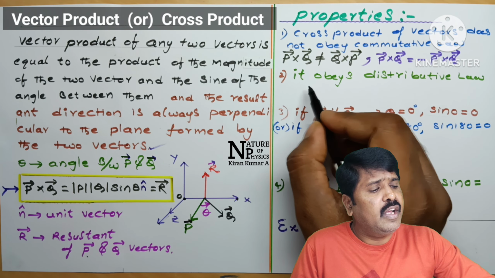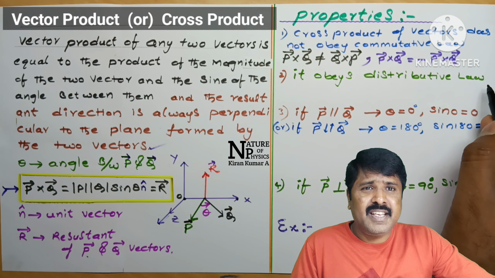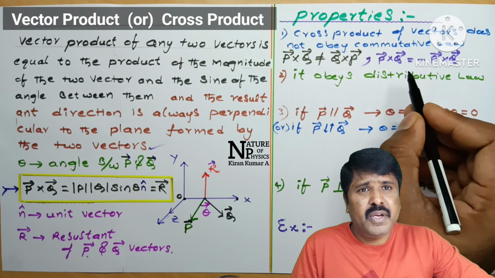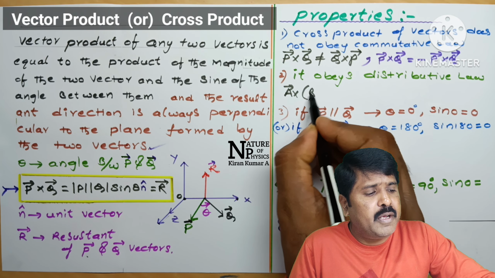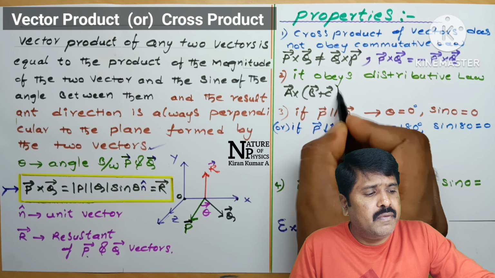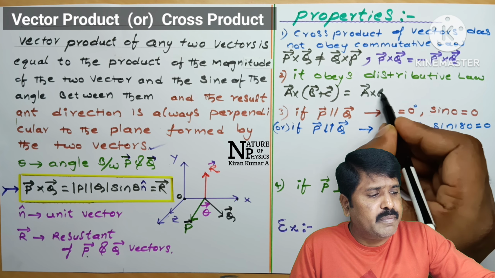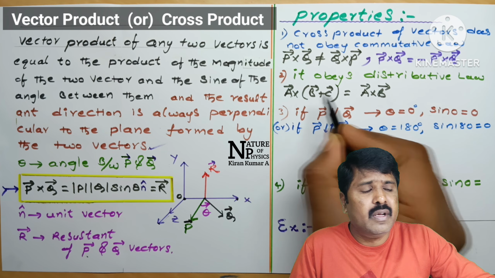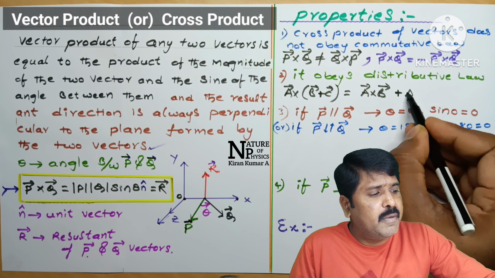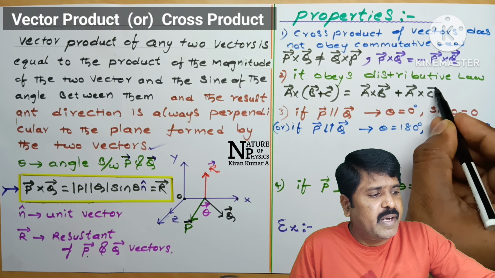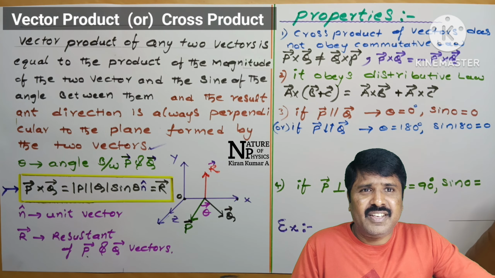And the second property: it obeys the distributive law. For this I am considering vectors A, B, C instead of P and Q, so that A bar cross (B bar plus C bar) is equal to A bar cross B bar plus A bar cross C bar. This is the equation for obeying the distributive law.